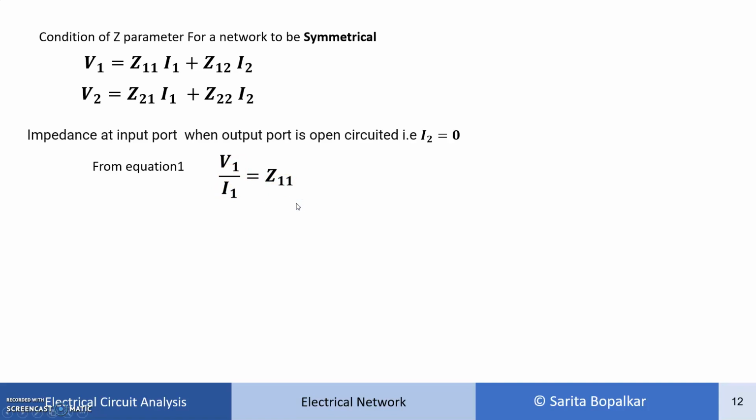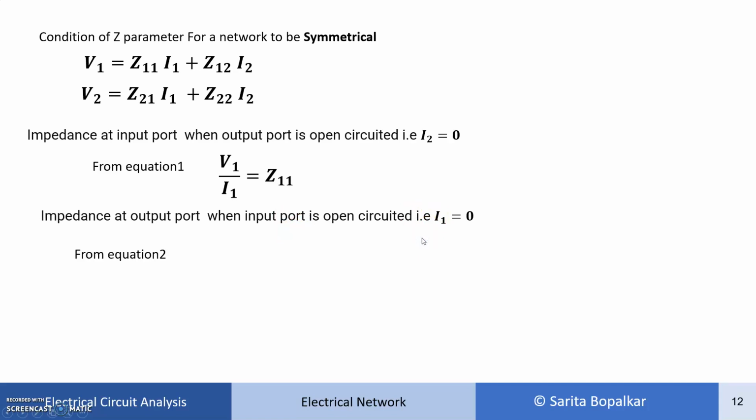Now let's measure output impedance when input port is open circuited, that is I1 is equal to 0. Now output impedance means ratio of V2 upon I2, and I1 we are keeping 0, means this term is 0. So we can use second equation to get the output impedance. V2 upon I2 is equal to Z22.